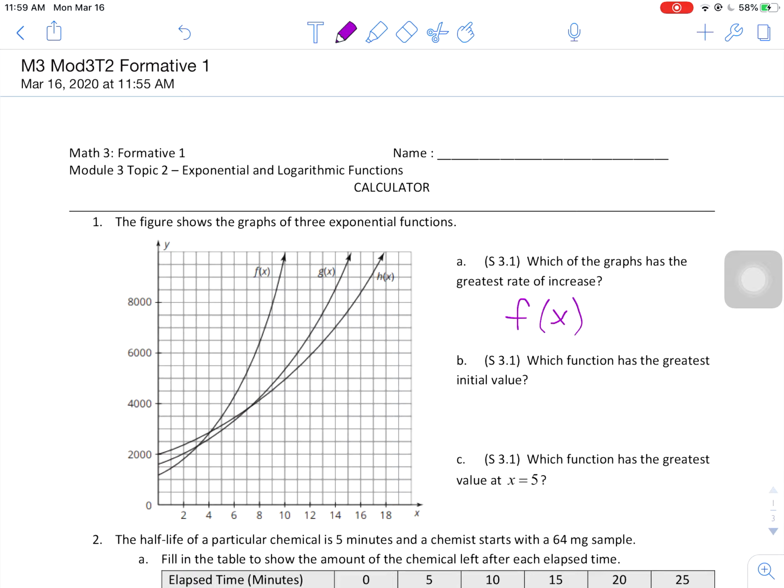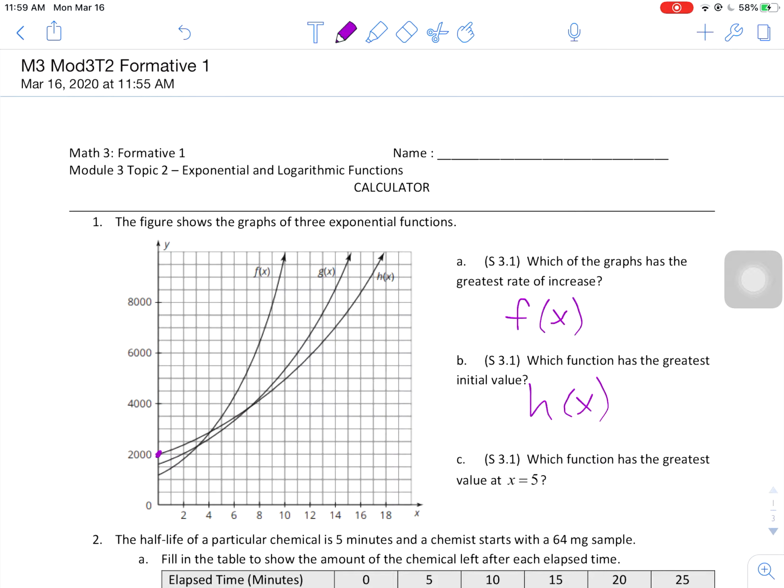So I'm looking right about here. That's the largest y-intercept. And then it is a little tricky to follow that curve to the right so I can see which function actually belongs with the y-intercept of 0, 2000. So as I follow my eyes, it looks like it's actually h of x.